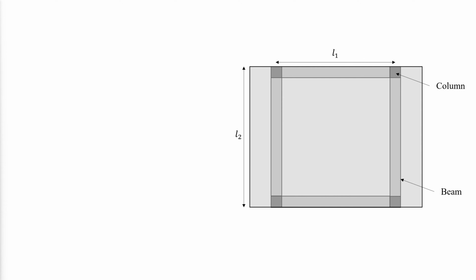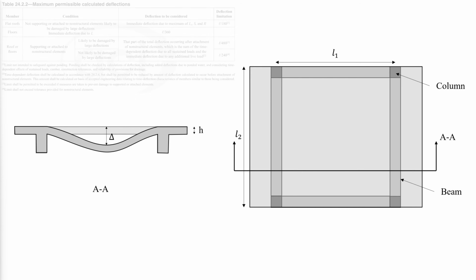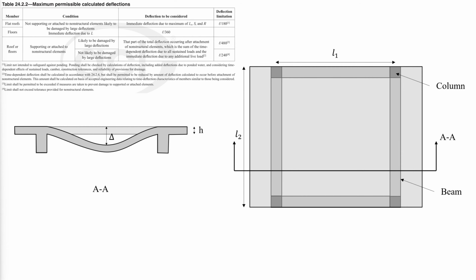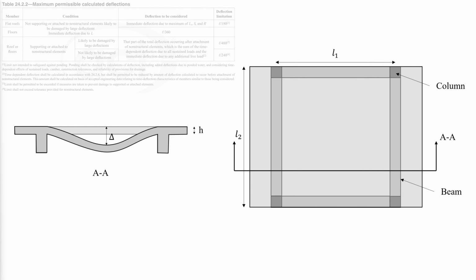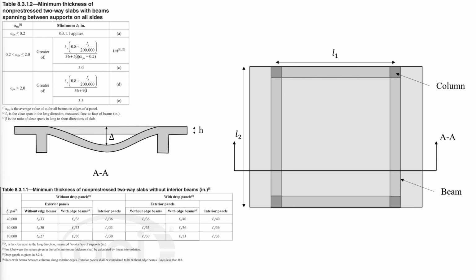If we look at the cross-sectional view of the slab, the minimum slab thickness can be determined by making sure the deflection limits in ACI 24.2.2 are met. Alternatively, according to the type of the two-way slabs and whether they are connected to an edge beam or not, the minimum thickness can be determined from section 8.3.1 of ACI.